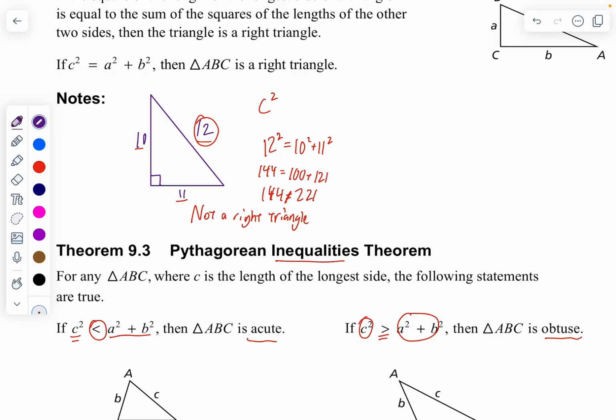So in the example up here, 144 was actually way smaller than 221. So that means this triangle is not a right triangle. It's an acute triangle.